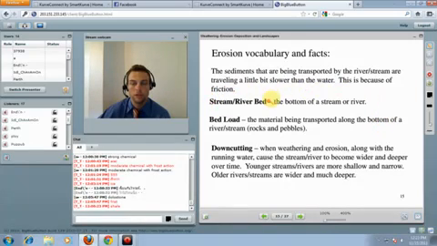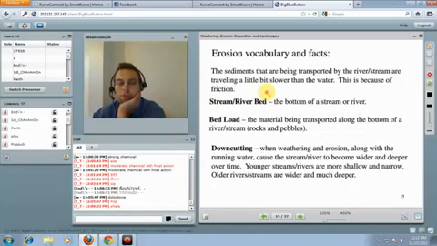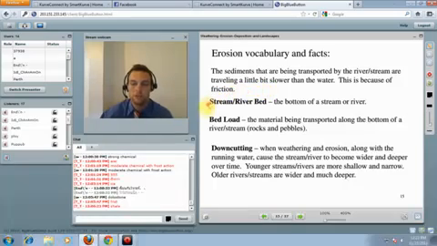So this is just a little bit of vocabulary. Basically, if you are really trying to talk about what happens during erosion and you want to use the right terms, these are just a few of the terms that you can use. The riverbed, you've probably heard this, that's just the bottom of a river. The bed load is those saltation pebbles and rocks that are bouncing along the bottom.